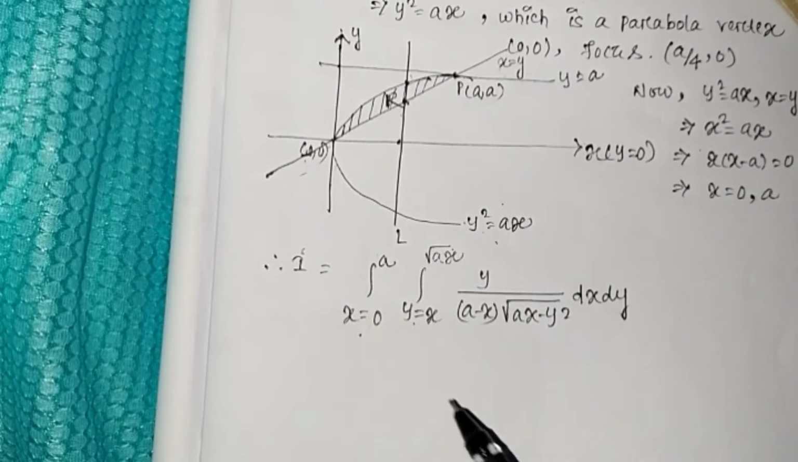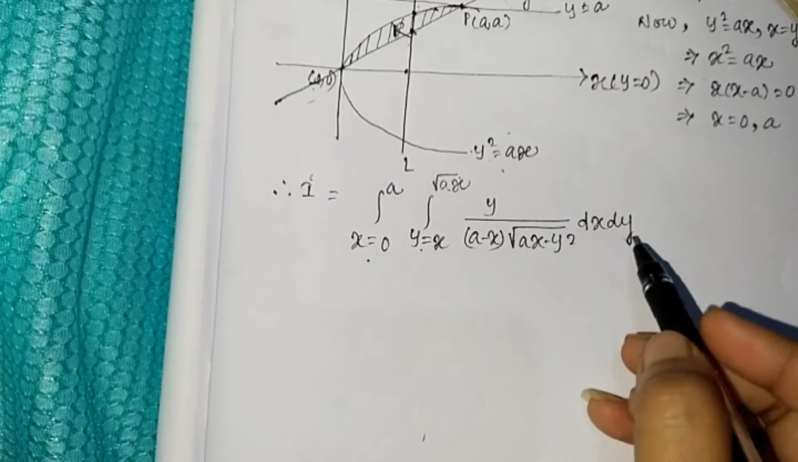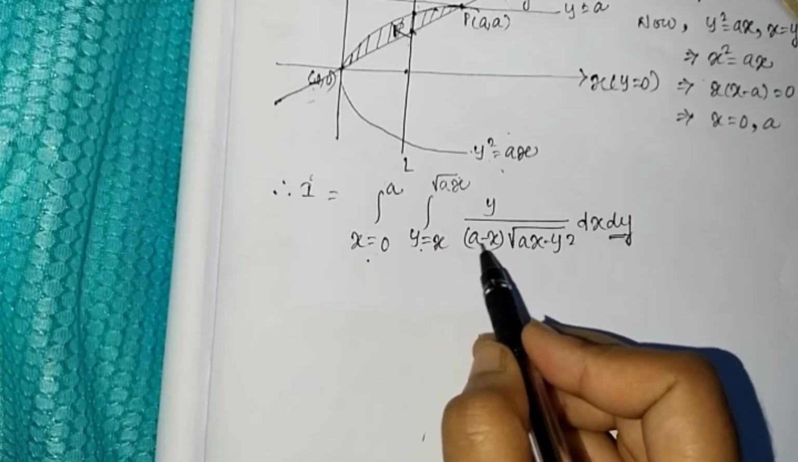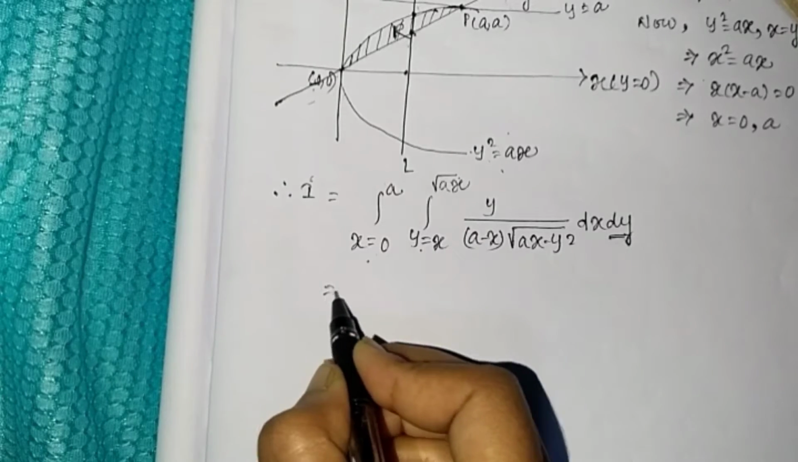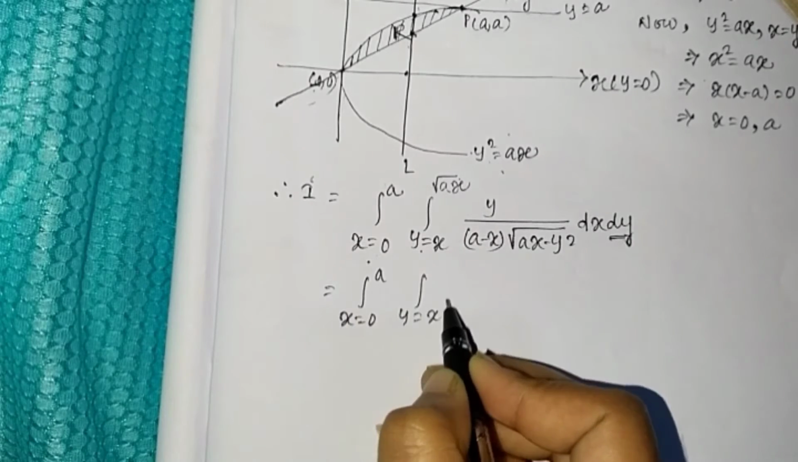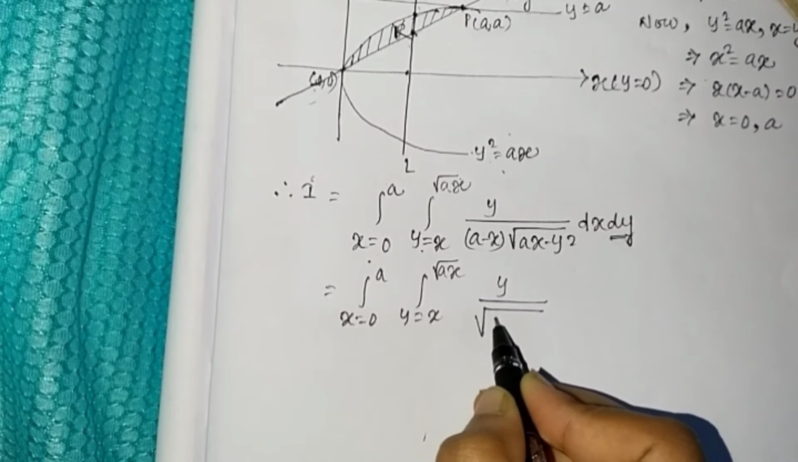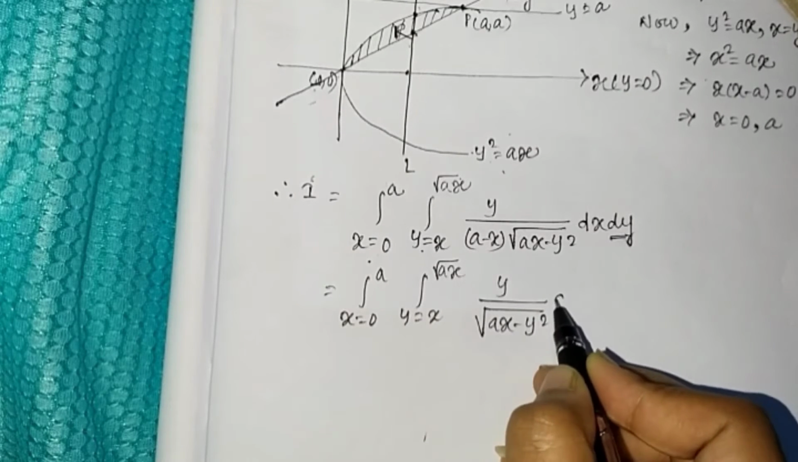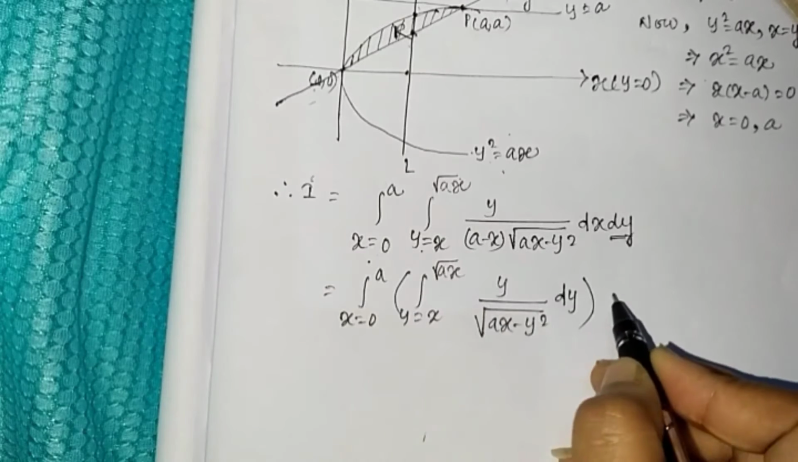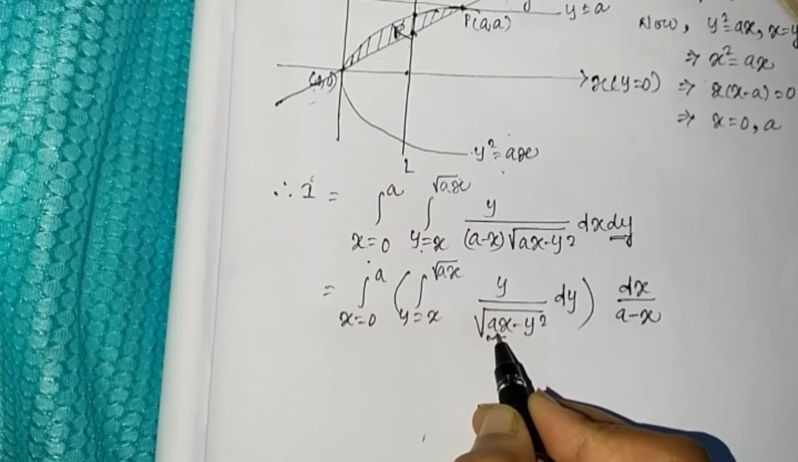Then we simplify the integration. First we integrate with respect to y, so this one goes outside. That is equal to the integral x from 0 to a, of the integral y from x to root of ax, of y divided by the square root of (ax − y²) dy, into dx divided by (a − x). First we put b equal to ax.